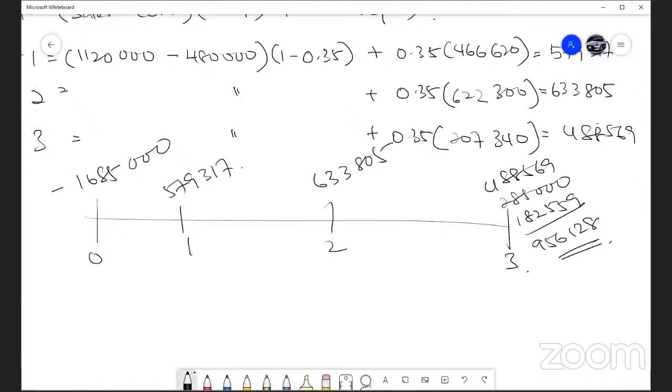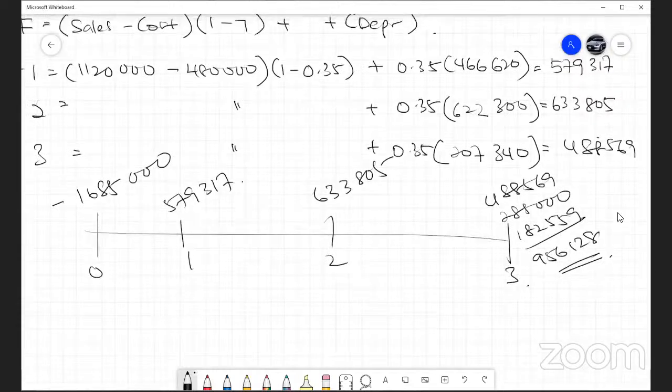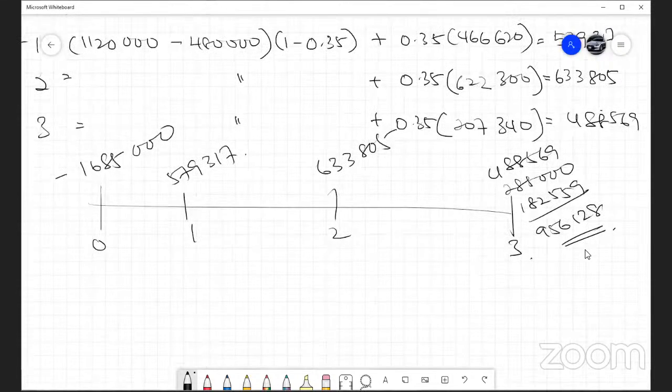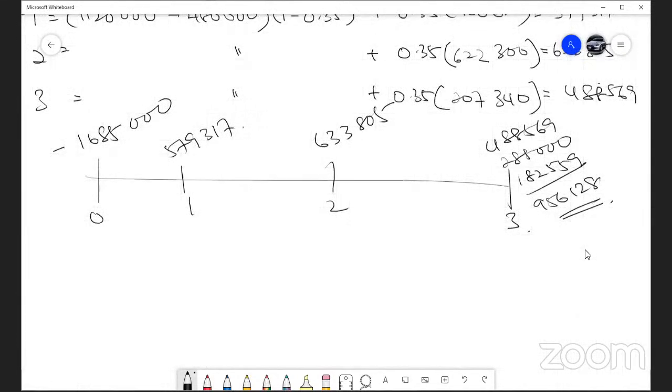This is only OCF. Just now this is only OCF. 579,317, 633,805, and 488,569. All these are your OCF. After having your OCF, you need to include your net working capital that you receive back and also your after-tax salvage value. So all this total will give you 956,128. Now you can count your NPV again. Use your calculator to count your NPV. Let me know what is your NPV.